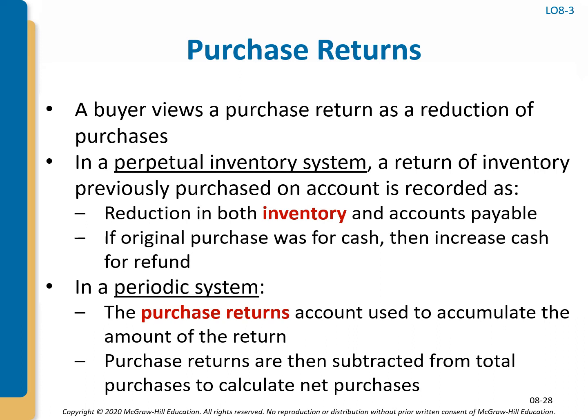In a periodic system, though, we use a bunch of temporary accounts. I think that's the moral of the story. With a periodic system, we put all our values in temporary accounts, and purchase returns is no different. We use a purchase returns account to accumulate the amount of returns. The purchase returns are then subtracted from the total purchases to calculate net purchases.